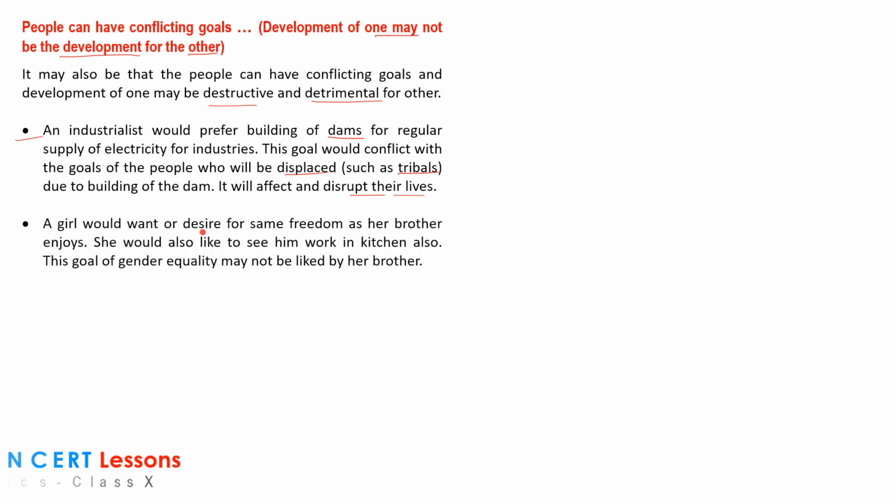Similarly, a girl would desire the same freedom as a brother. It means due to gender bias, the girl is not able to feel that she has the same freedom as her brother enjoys. And since she has to work in the kitchen, she would also like to see her brother work in the kitchen also. So where is the conflict? The conflict lies in that this goal of gender equality may not be liked by her brother. He may say, you are a girl, just keep in your limits, don't try to behave like boys. We are the boys, we have the freedom, we can go outside, we can play. So this kind of thing makes the girl desire more freedom and more gender equality.